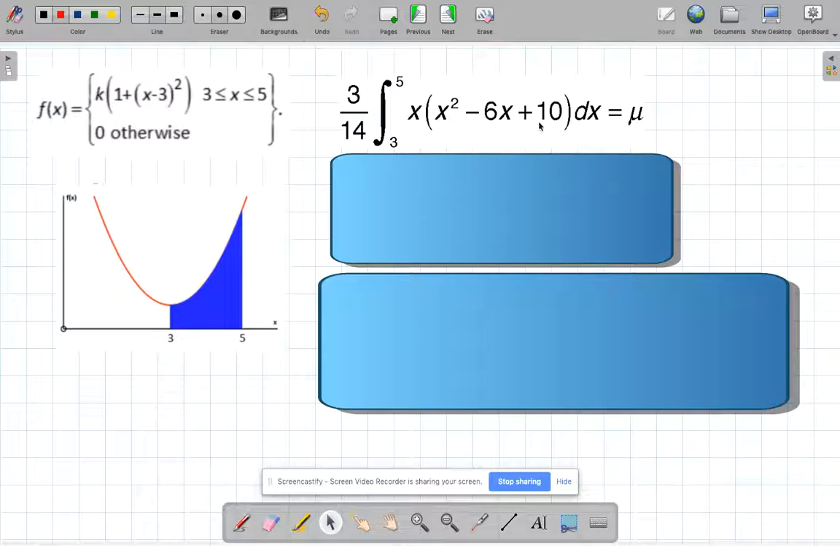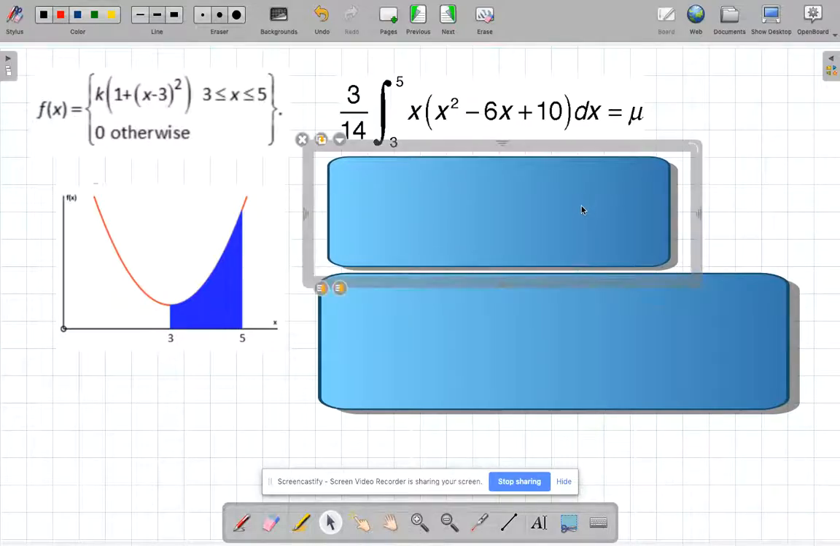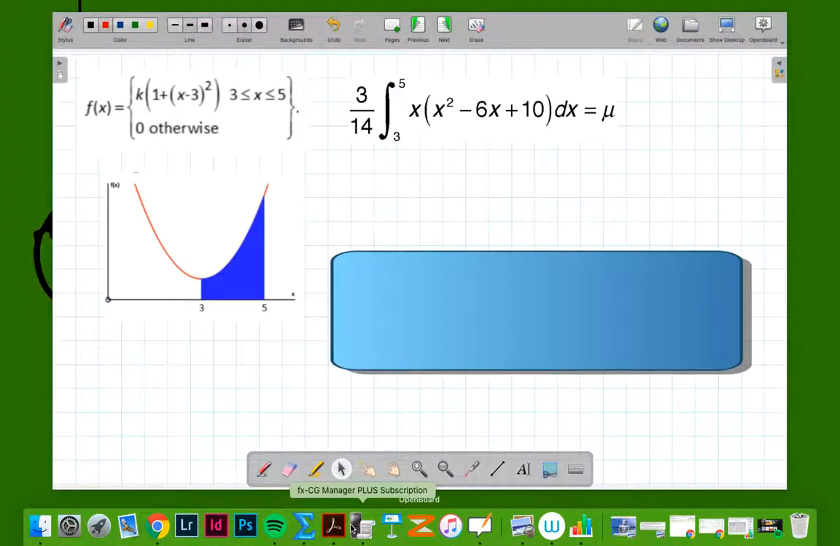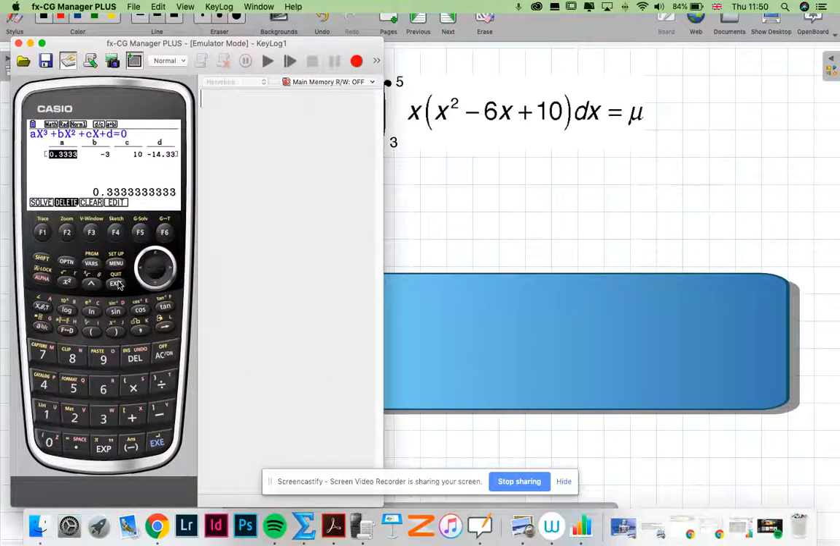The function, which is here, you just multiply it by x, and you integrate that, so it's basically f(x) times x using the limits 3 and 5, and it will equal the mean, mu. So it's as simple as that. Now to do that, I'm going to use my calculator, and I think I've got one done previously here.